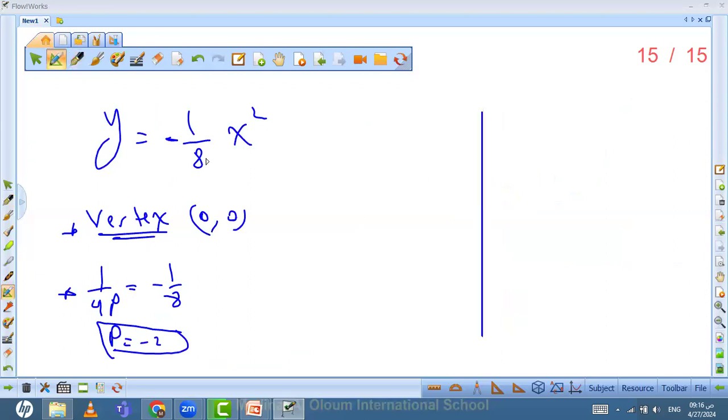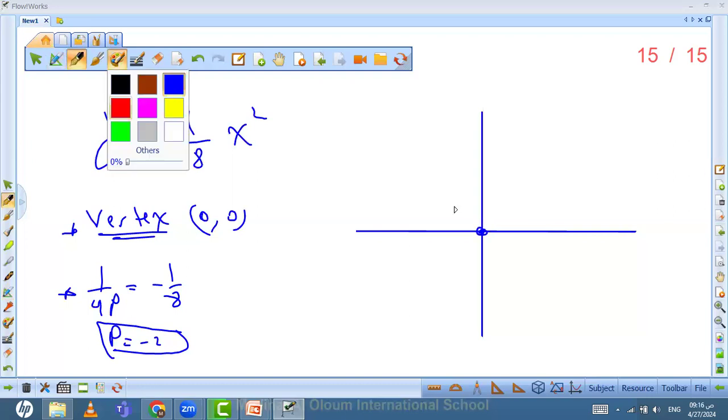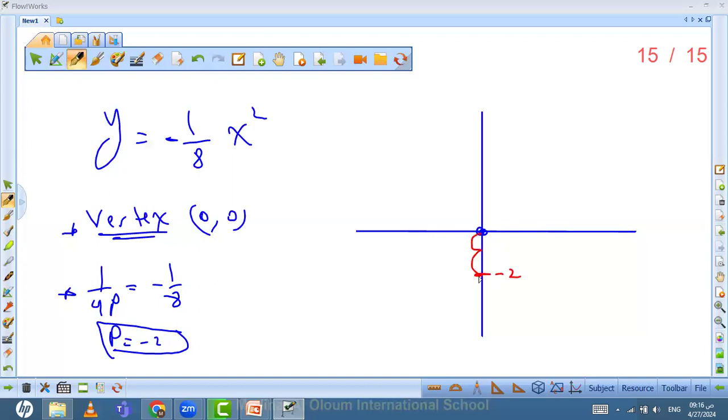Let's do it. My vertex is 0, 0. I'll go negative 2, I'll go down negative 2. Then this is my focus. My directrix is opposite: I go up 2, which is the directrix. Okay, this is my directrix.